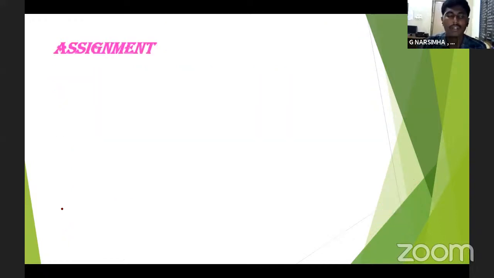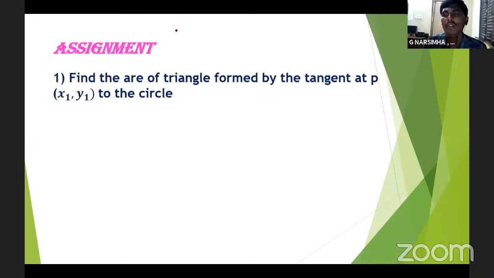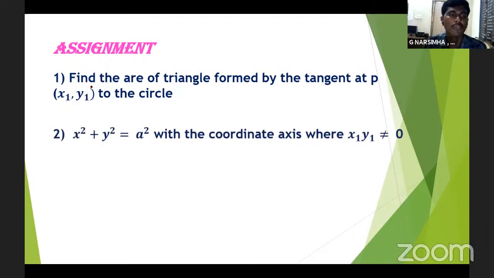Now we are going to assign a few questions. Find the area of the triangle formed by the tangent at P(x1, y1) to the circle. Suppose I am giving one circle, and I am giving the point P(x1, y1). Here I am drawing a tangent line to the circle. This is a triangle formed with both coordinate axes x and y. You need to find the area of this triangle.